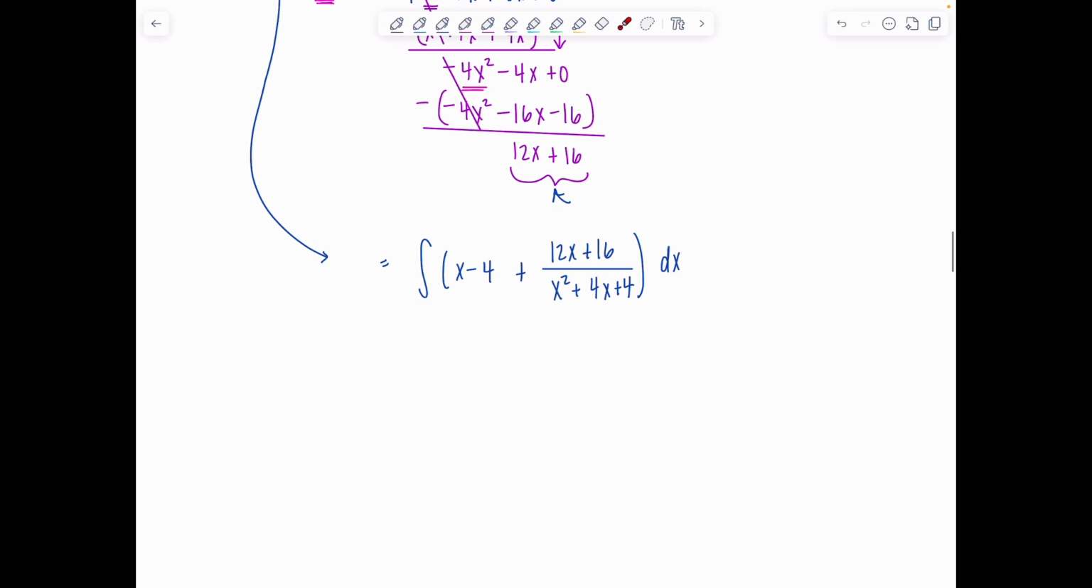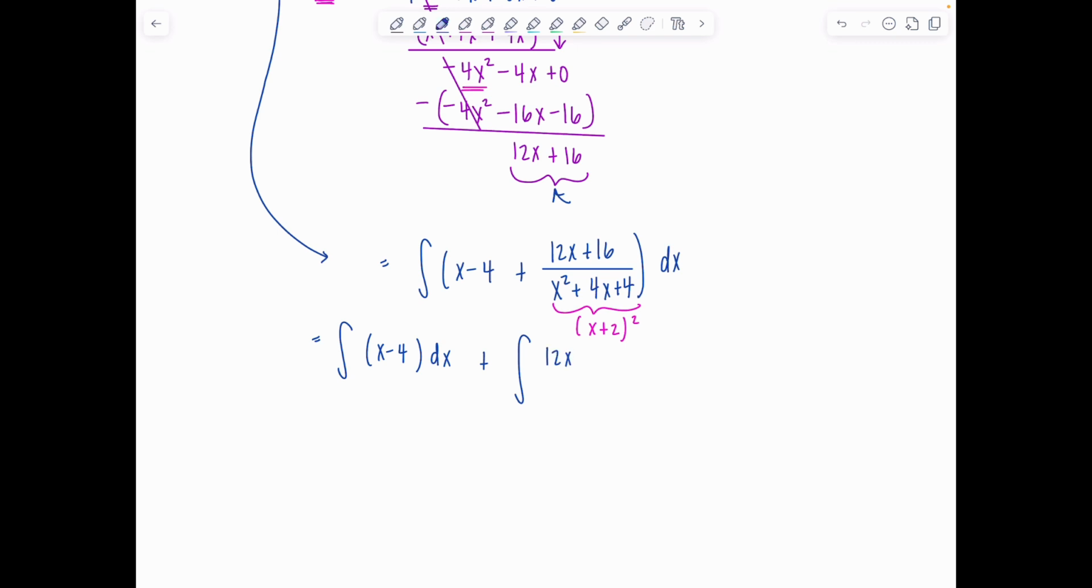Okay, let me rewrite things as follows. So we've got x minus 4 plus, that'll be its own little integral. How about that? Plus x squared plus 4x plus 4. Hopefully you recognize this is x plus 2 quantity squared, right? Okay, so what I like to do is go like this.